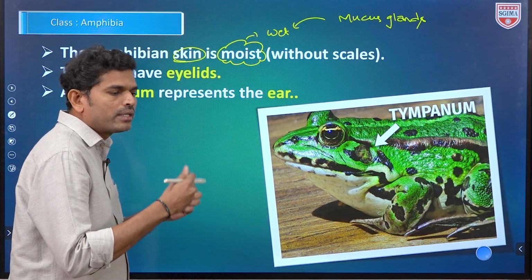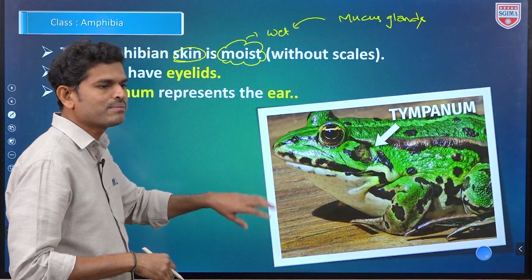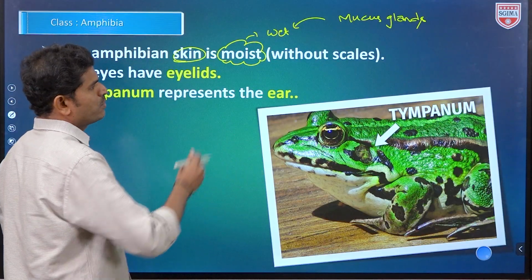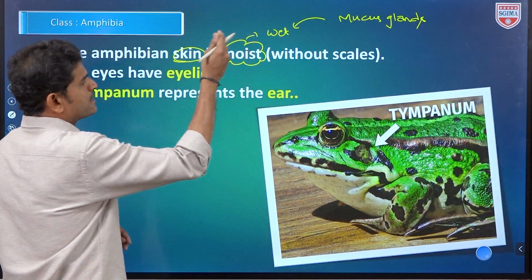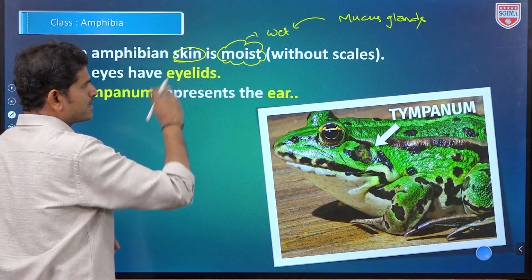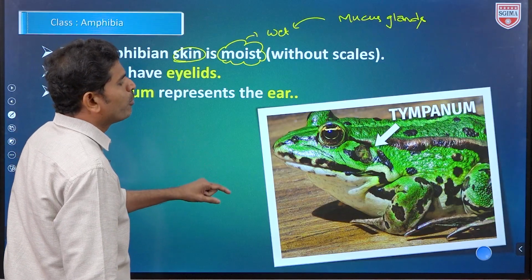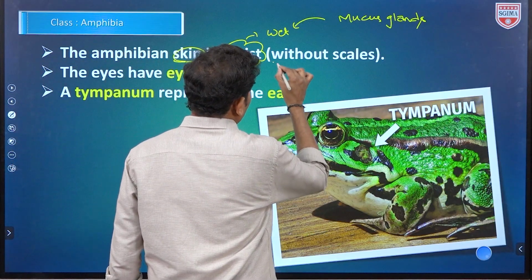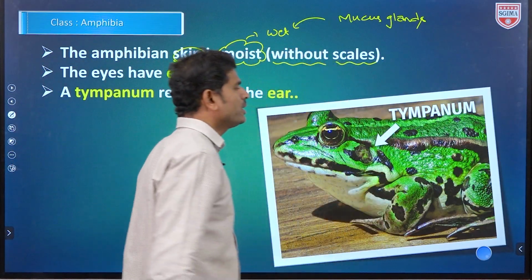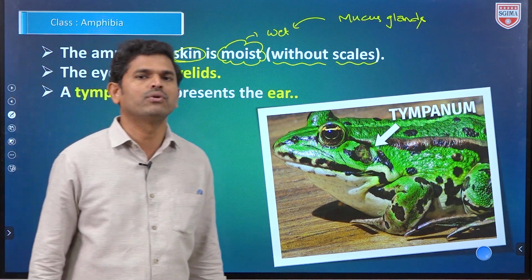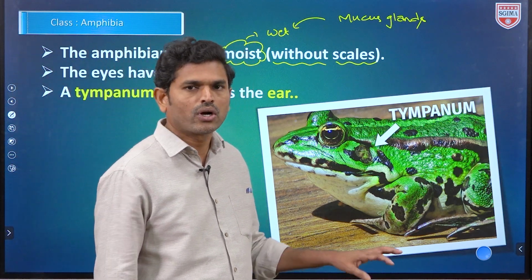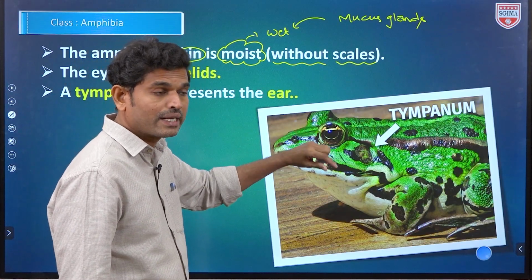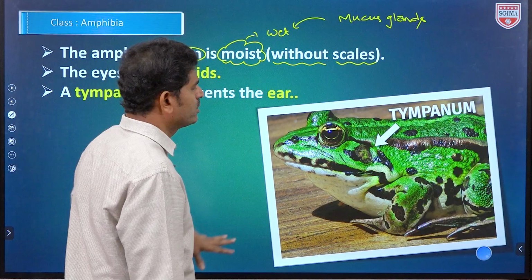If the skin becomes completely dry, some organisms are unable to survive, because the skin acts like a respiratory organ. So mucus glands secrete mucus, which maintains moistness, and that is important for the exchange of gases. In brackets it is mentioned without scales, meaning the body is not covered by scales. According to NCERT this is the point, but rarely some amphibians also contain scales, though not very developed ones.